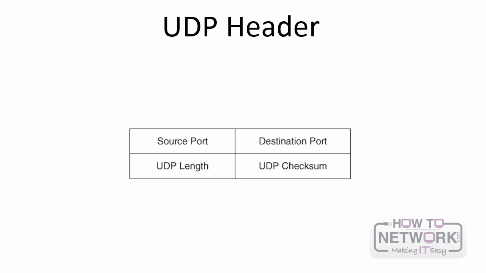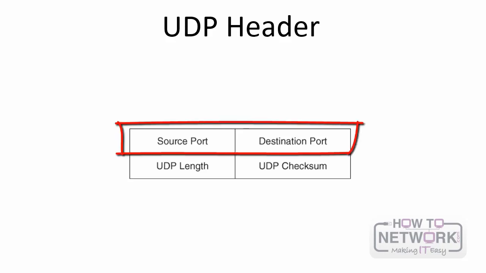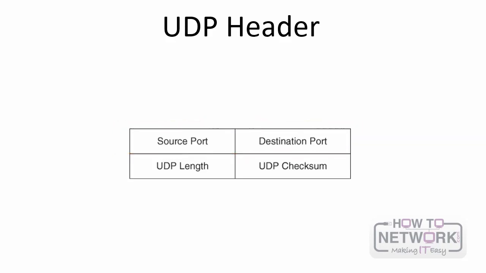There's no sequence numbering, no window size, no acknowledgements. You can see here the header is quite simple. It contains only source and destination port numbers, and then a UDP checksum, and then segment length. So why use UDP? Well, it's best for servicing applications that need to maximize bandwidth and do not require acknowledgements, such as video streams or audio.